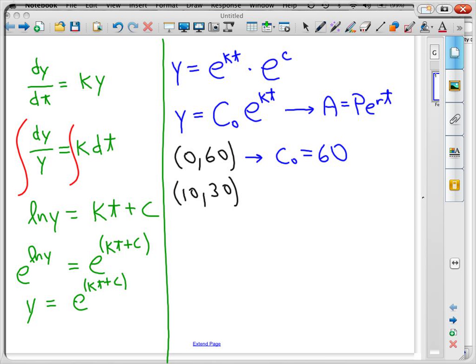So I have a new model now, and my new model is y equals 60 times e to the kt power. My problem, however, is that I still need to know what k is equal to, because k is a constant. Well, to solve for that, I use the second point. So the second point tells me that y is equal to 30, so 30 equals 60 e to the k, and t is going to be equal to 10. And so I merely need to go through the process of solving for k at this point. This isn't too difficult a problem. It might require some calculator work just to get a nice decimal.